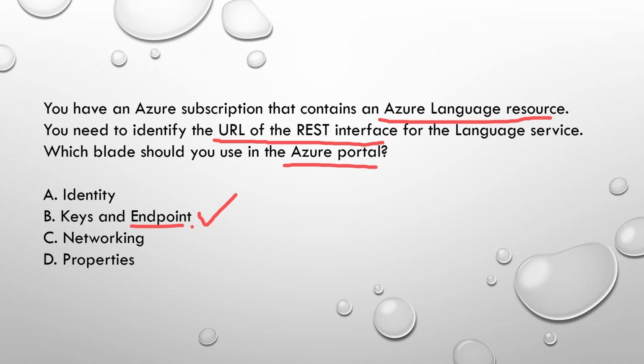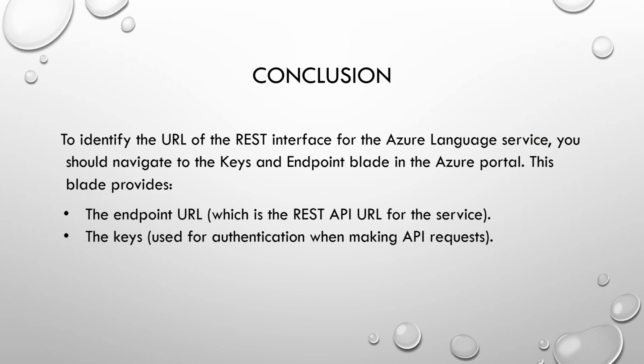So the keys and endpoint blade of our Azure portal will provide the URL of the REST interface for the language service. Now, what did we learn from this video? We learned that we should navigate to the keys and endpoint blade in the Azure portal to get the endpoint URL and the keys.